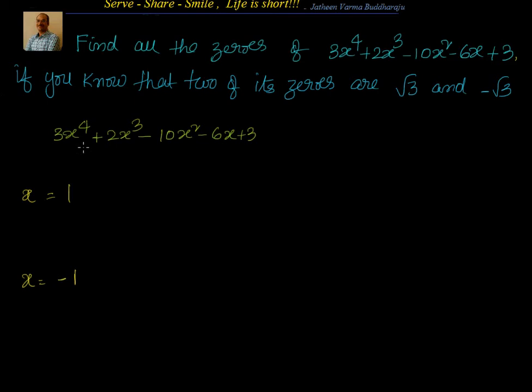How to know that? If you have all the coefficients added together, that means 3 plus 2 minus 10 minus 6 plus 3. If this is equal to 0, let us check that. 5 minus 5 minus 11, no, it's not equal to 0. So 1 is not a 0.